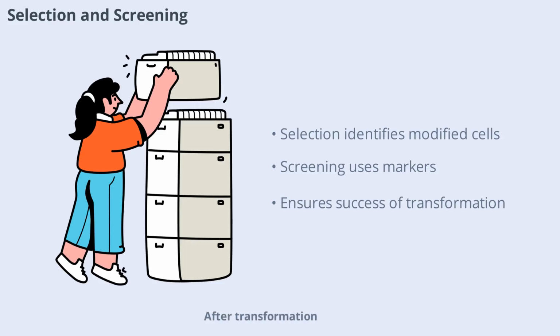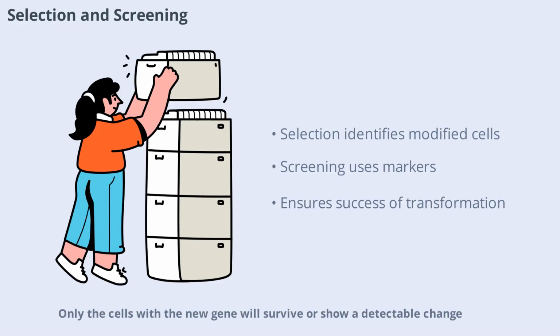After transformation, not all cells will have successfully taken up the new genetic material. Scientists use selection and screening techniques to identify which cells contain the desired gene. This often involves growing cells on selective media or using markers that indicate successful gene integration. Only the cells with the new gene will survive or show a detectable change.